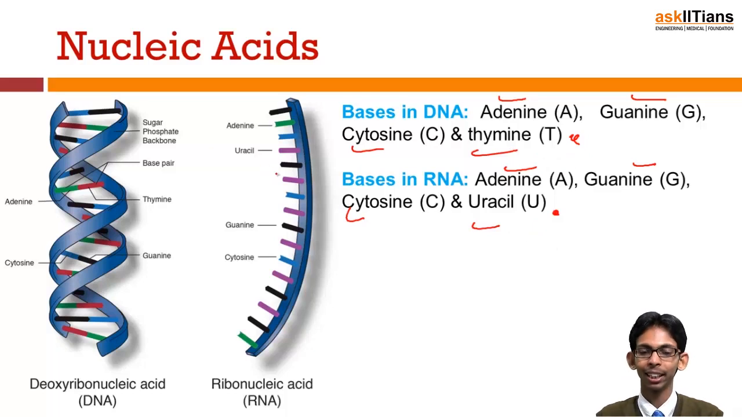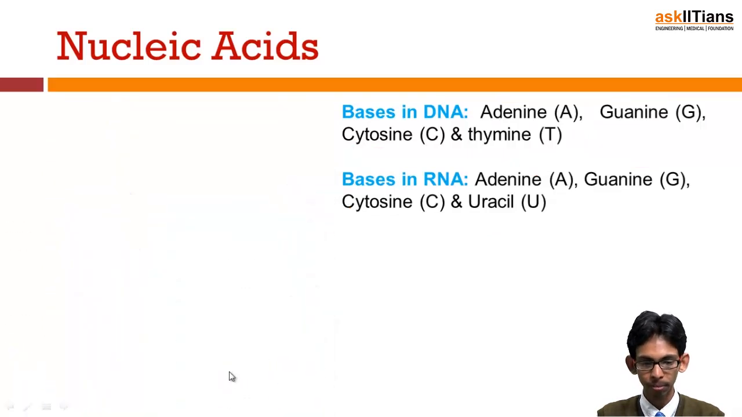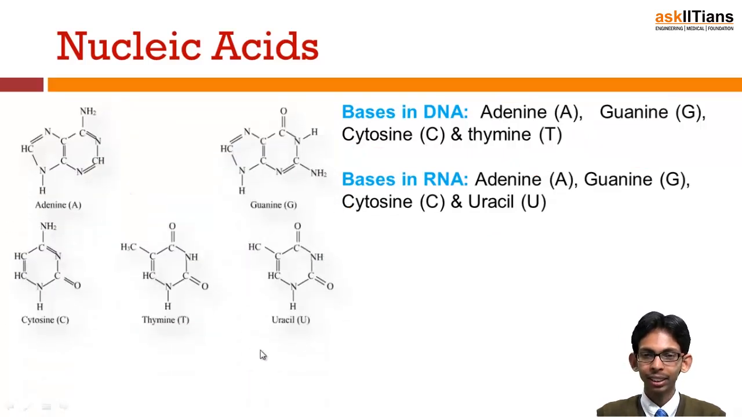And this is the structure actually. RNA has a single strand structure, while in case of DNA there are two strands with a helical structure, and these two strands are held together through hydrogen bonding between the bases. This is deoxyribonucleic acid, DNA, this is ribonucleic acid, RNA. And this is the structure of bases. This is adenine, this is guanine, this is cytosine, this is thymine, and this is uracil.